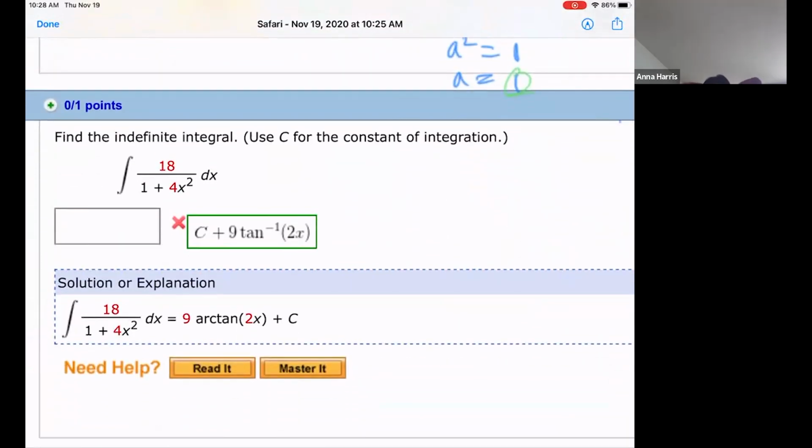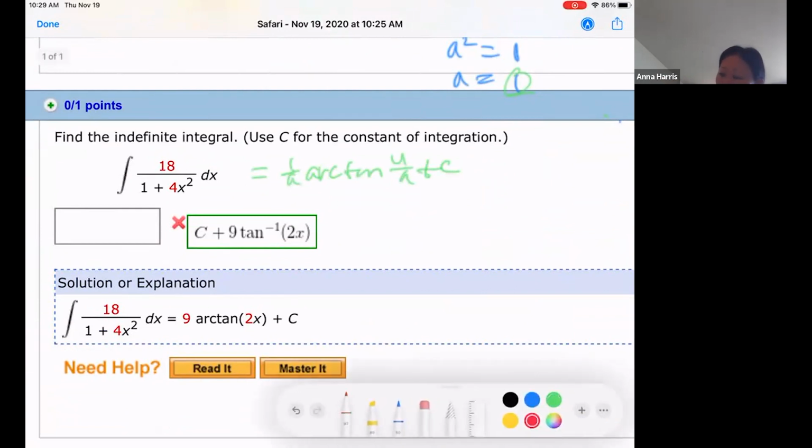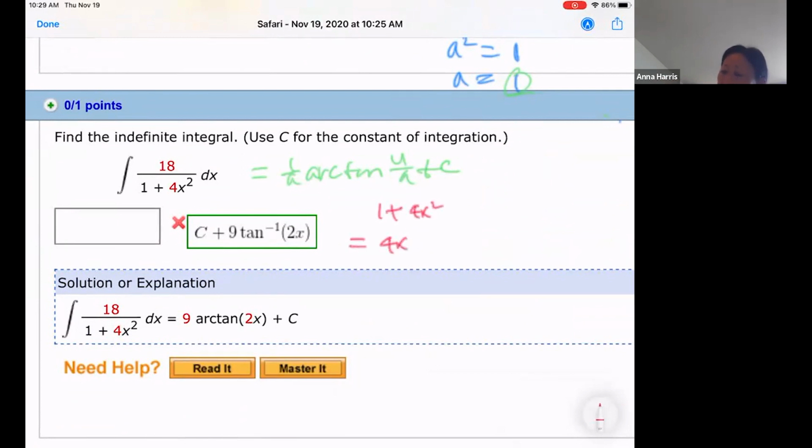This is complete the square. You can recognize right away this is arctangent, so my answer should be 1 over a arctangent u over a plus c. That's the answer it should be. Now I have to complete the square. So let's rewrite it: 1 plus 4x squared, I can rewrite it as 4x squared.